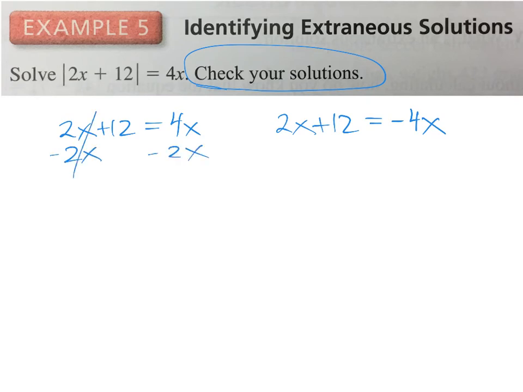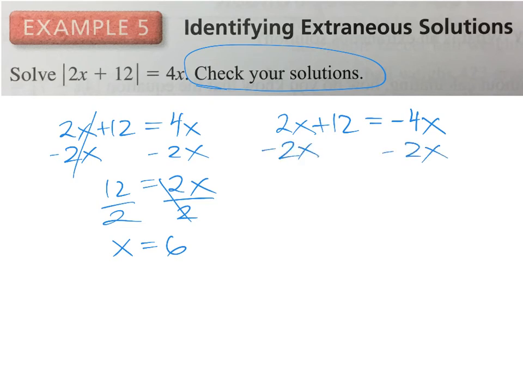All right, subtract 2x here. I moved it over to the right side because it just makes it a bit more simple. So x is equal to 6. For the next one, I'm going to subtract 2x. 12 is equal to negative 6x. 12 divided by negative 6, and I get x is equal to negative 2.